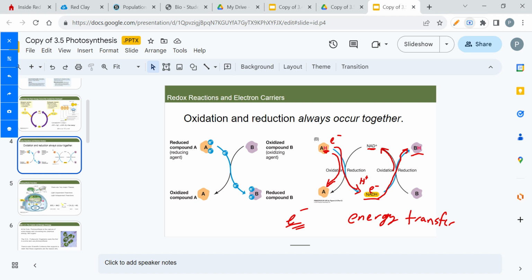So what's happening is that this electron that was right here is then passed to this NAD plus to become NADH, and then it's passed to this molecule right there in order to make this specific molecule. And this is where the energy is now.